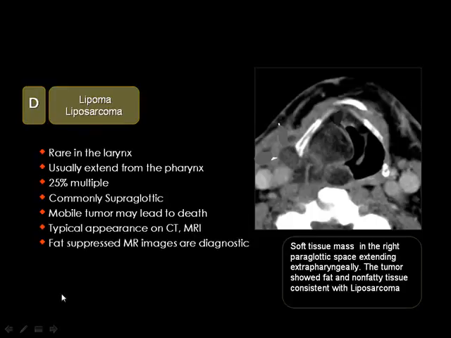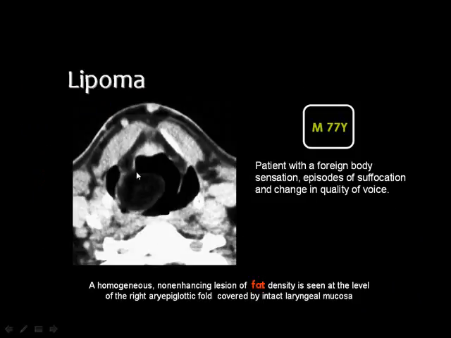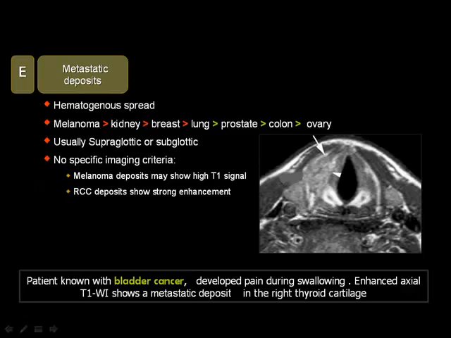Liposarcoma also can occur in the larynx, and the basis for diagnosis of liposarcoma is the presence of a mass which has malignant features containing fat. And besides the fat, you should identify other tissues. If you identify other tissues, this is the liposarcoma. If you identify fat only, this is just a lipoma. But if fat is combined with other soft tissue material, then you may think about the liposarcoma.